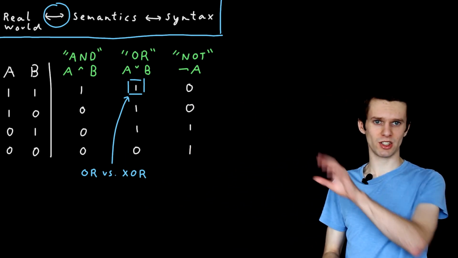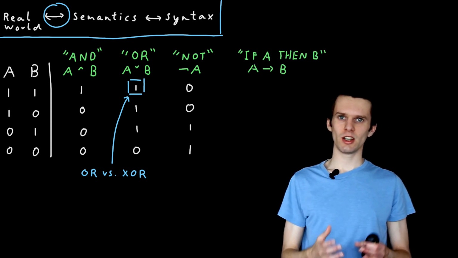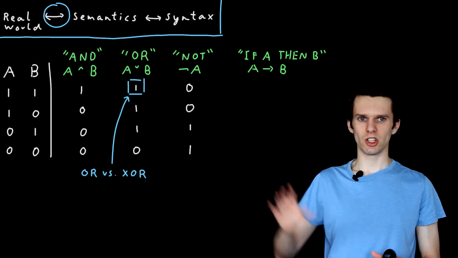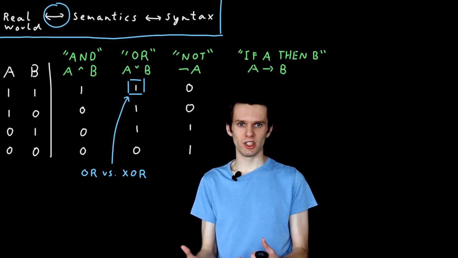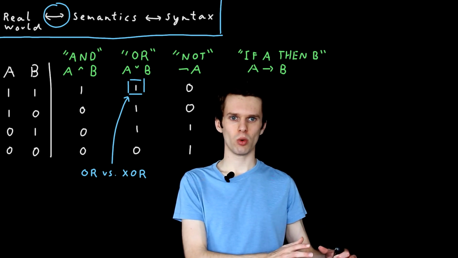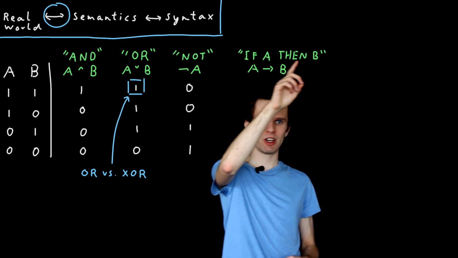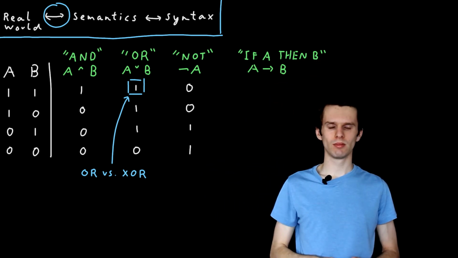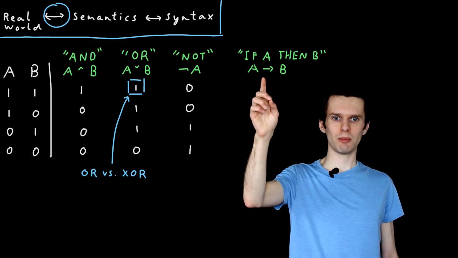We're going to skim past this one and go on to our final connective, which is the idea of conditional. So, if then. So for example, if it is raining, then the pavements are wet, where it is raining is A and the pavements are wet is B. And we call this implication, so we denote this by saying A implies B.